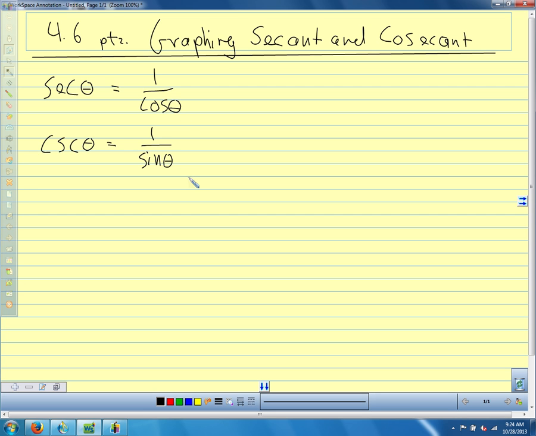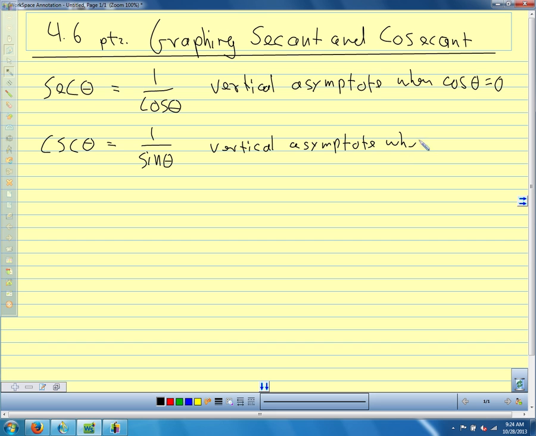Following from what we talked about on Friday, what is going to happen with these graphs? What do we have to be aware of? Where sine theta equals 0 for cosecant, and where cosine theta equals 0 for secant. That's going to make our function undefined and give us what on our graph? A vertical asymptote. So each of these is going to have vertical asymptotes. We get a vertical asymptote when cosine theta equals 0, and this one's going to give us a vertical asymptote when sine theta equals 0.